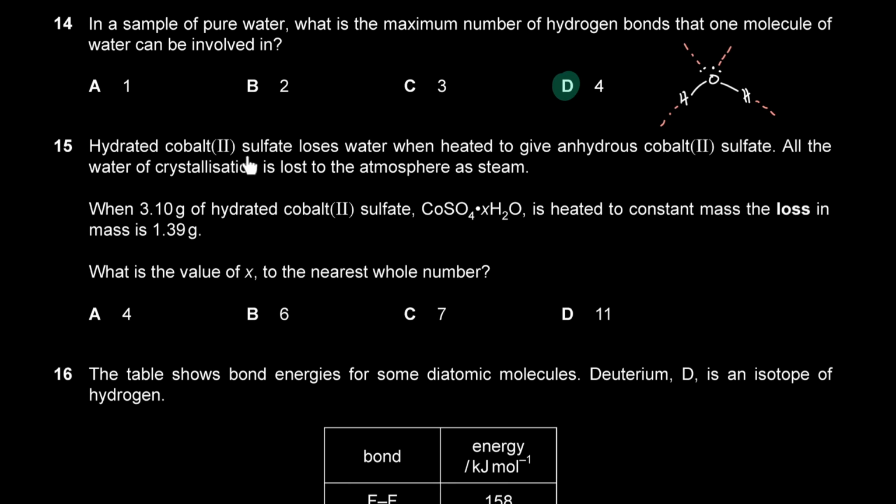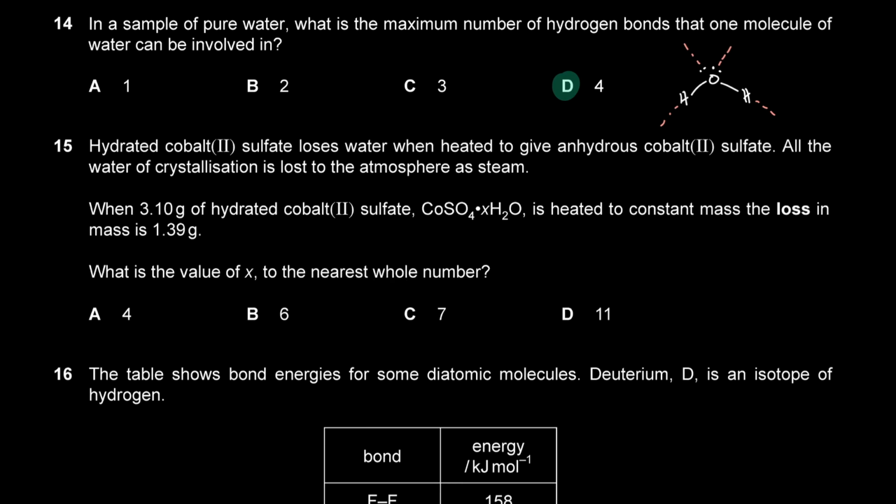Hydrated cobalt-2 sulfate loses water when heated to give anhydrous cobalt-2 sulfate. All the water of crystallization is lost to the atmosphere as steam. When 3.1 grams of hydrated cobalt-2 sulfate, that's CoSO4.XH2O, is heated to constant mass, the loss in mass is 1.39 grams. What is the value of X to the nearest whole number?